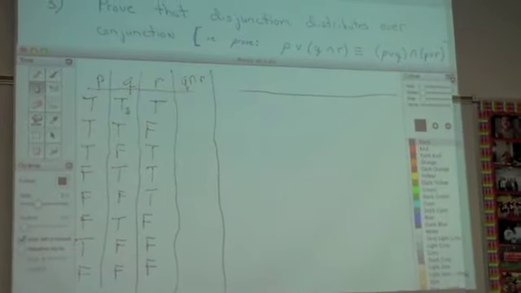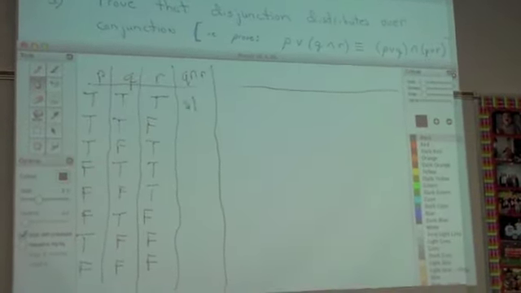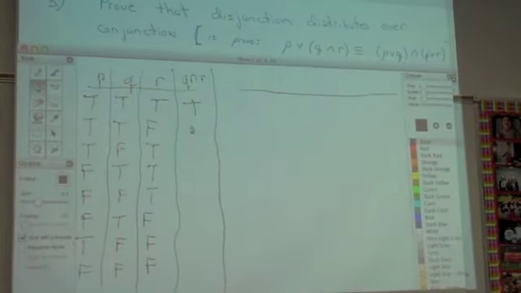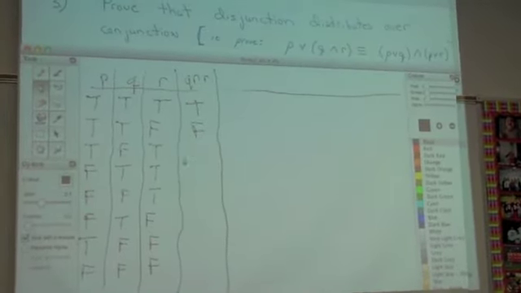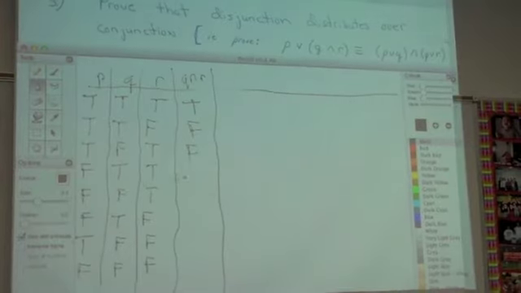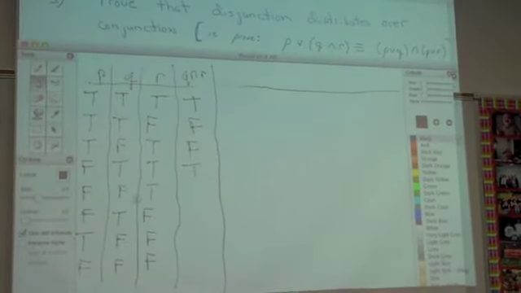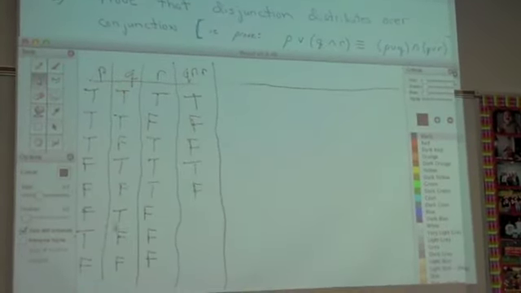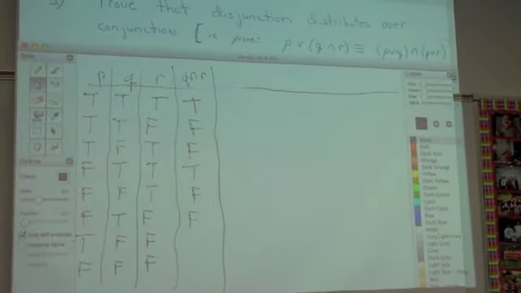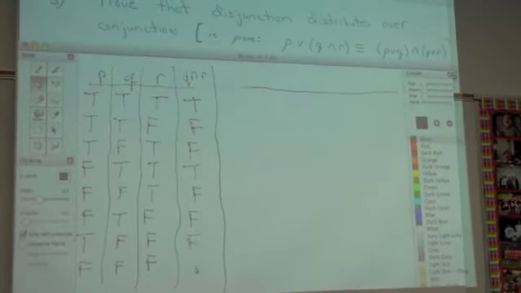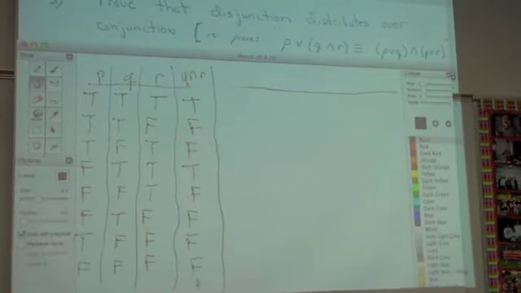Now and, one of each is false. So that first one's true. But the second one, one of each is false. One of each is false. Two trues is true. One of each again is false. One of each again is false. Two falses is false, and they both are. Twice. Are we good?